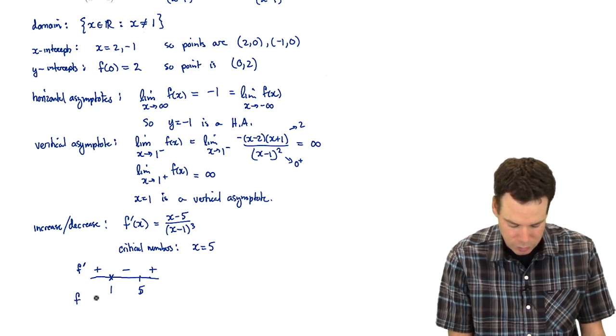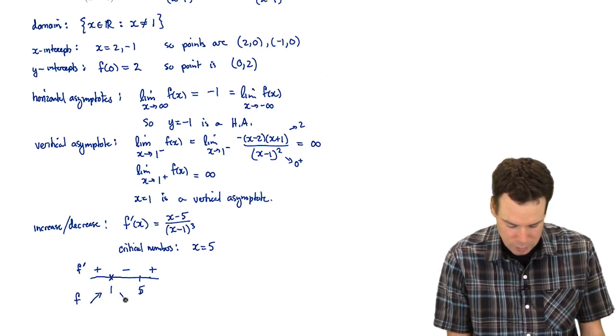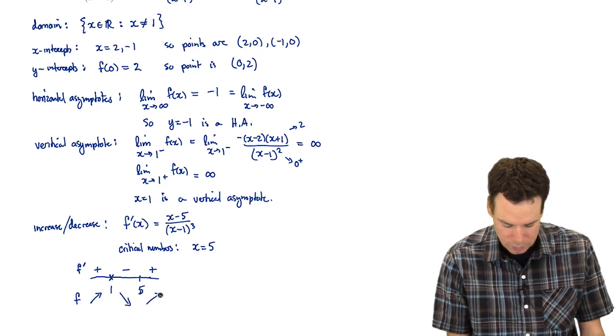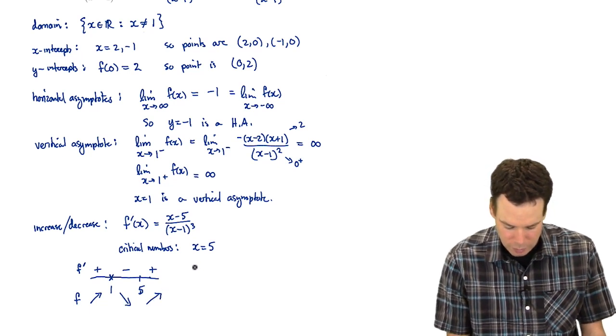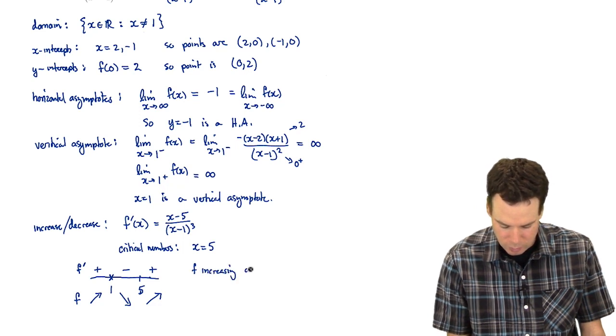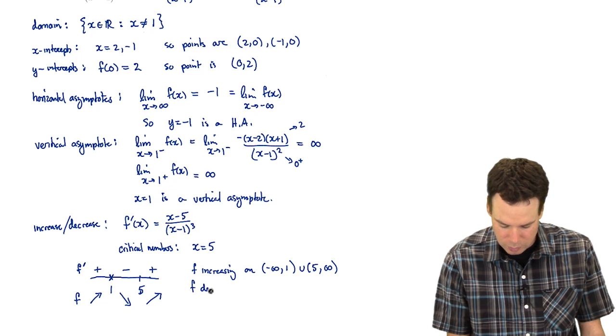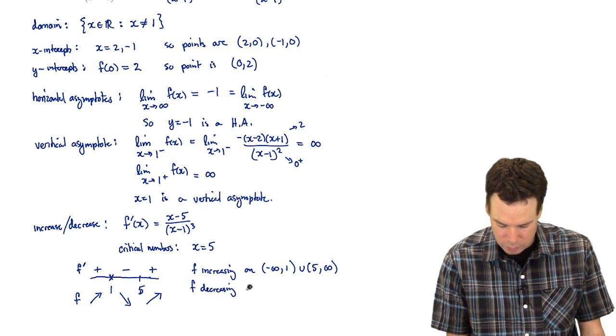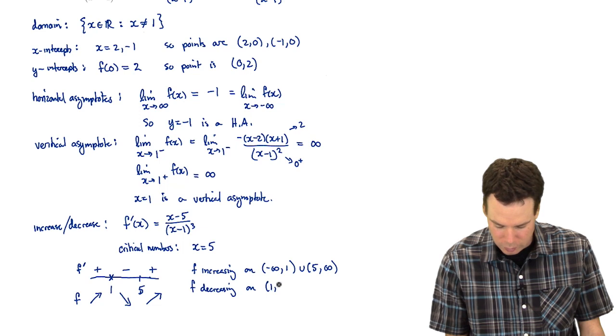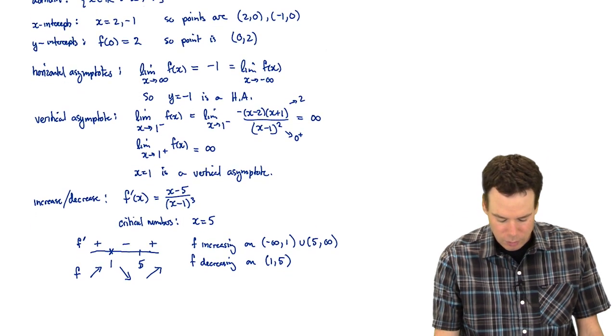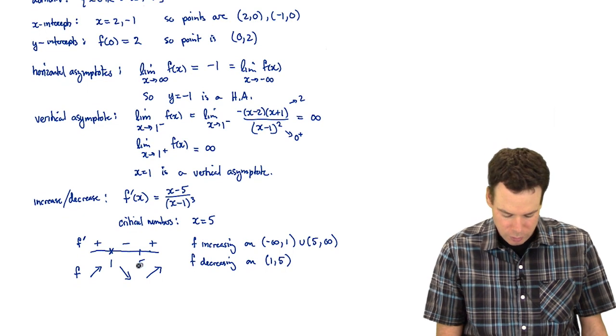What does that mean for our function? It means that it's increasing, decreasing, then increasing. So we have that f is increasing on the interval from negative infinity to 1 and also from 5 to infinity. And f is decreasing on the interval from 1 to 5. We see also that 5, this critical number here, is a local min.